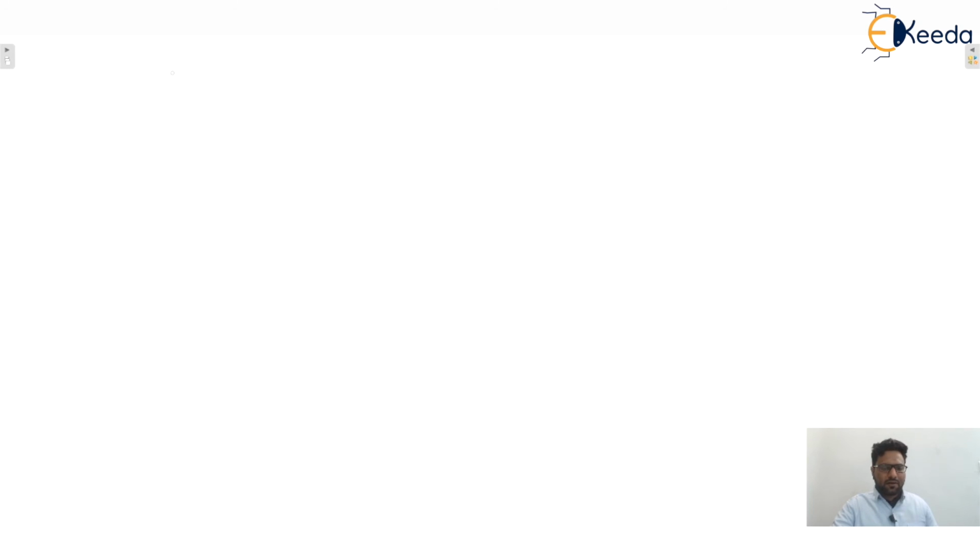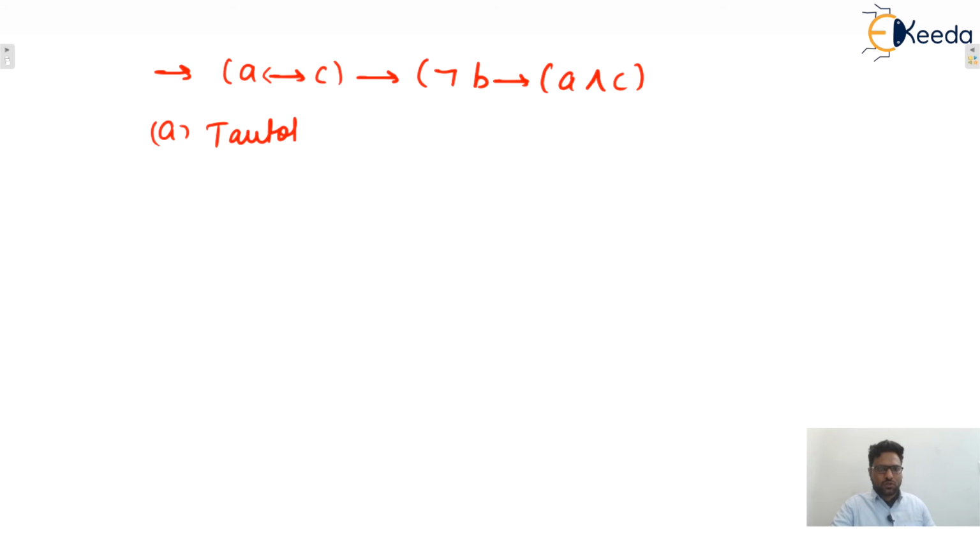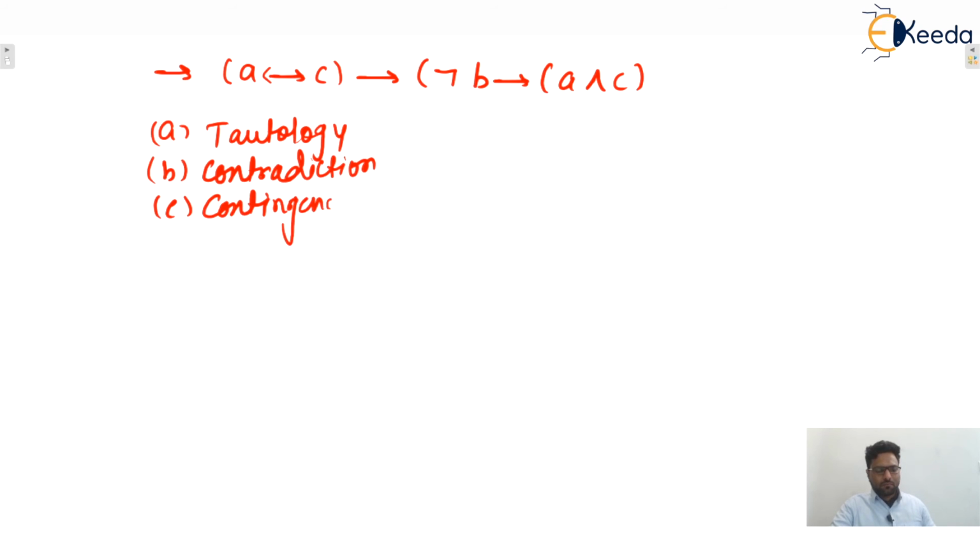And now next one. Let us say one question is given to you. Let's say one expression is given to you: A biconditional C, then implication negation of B implies A and C. Check whether this is a tautology. Second one is whether it is a contradiction. Third one is, let's say, contingency, and D is none of these.